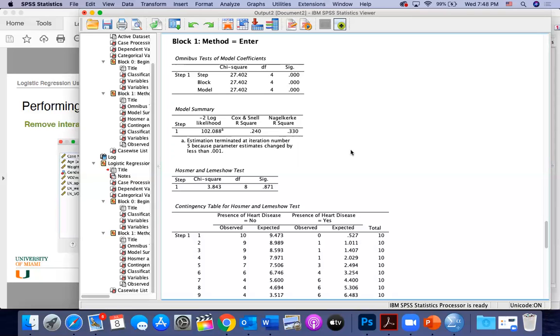Are we good? And by the way, the Nagelkerke is the preferred one. So usually people go with this.